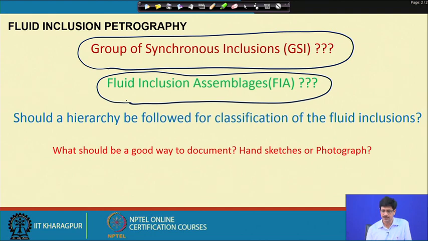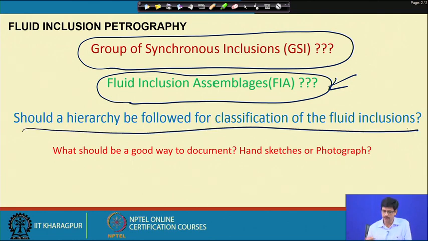This also we will elaborate later. For the time being, let us think that in a particular field of view or in a particular host mineral, when we change the field of view, we see many different types of inclusions and they may be occurring on the same plane. So, it is always better to describe them in terms of fluid inclusion assemblage, that is, what are the fluid inclusion types that I am seeing in my sample.